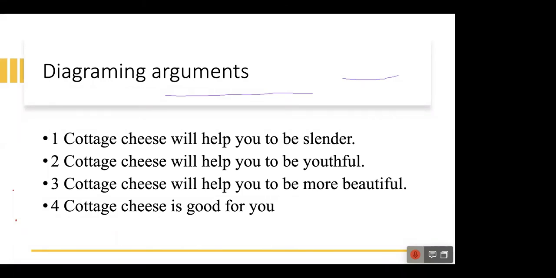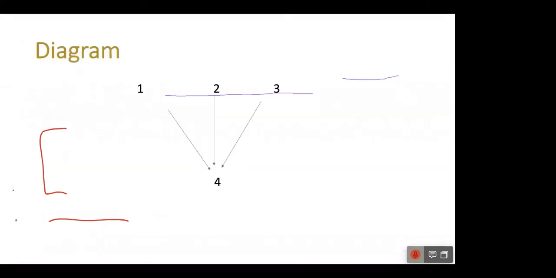So here we have four statements. Which one is the conclusion? Four? Yes, four. I mean, you could say all of these are claims, right? But when you look at it, we see that this conclusion depends on these premises, right? So we have premise one, two, and three, and then conclusion four. And the way to diagram it is this way.